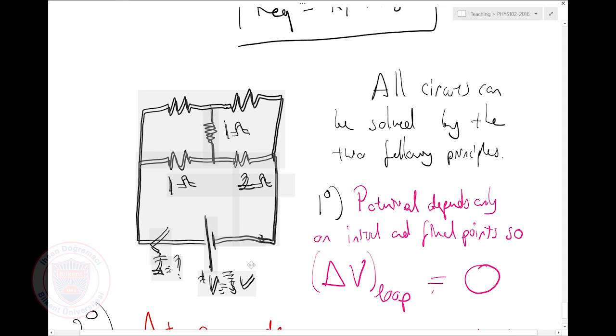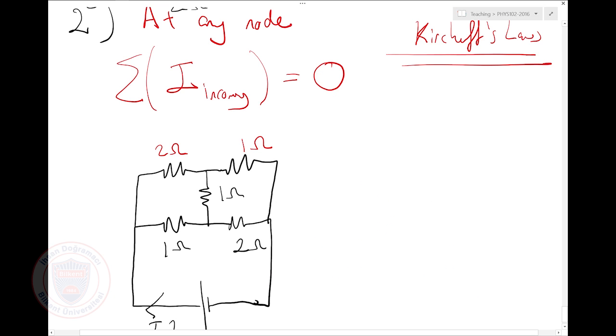Let's solve the circuit by Kirchhoff's laws. Okay, well, some of the stuff is left behind. 2 ohms and 1 ohm is left behind. So 2 ohms and 1 ohm. How am I going to solve this circuit?